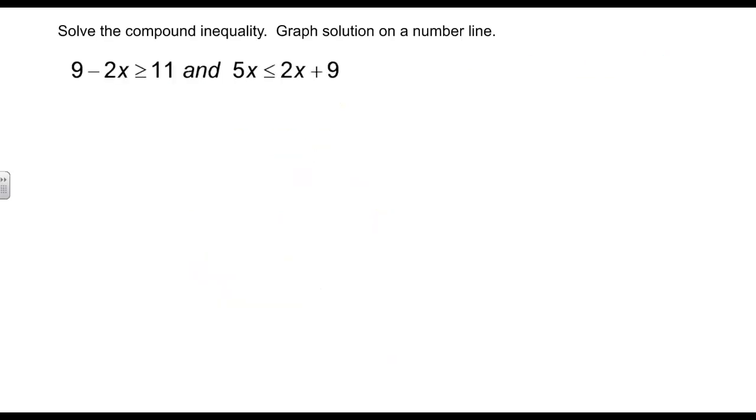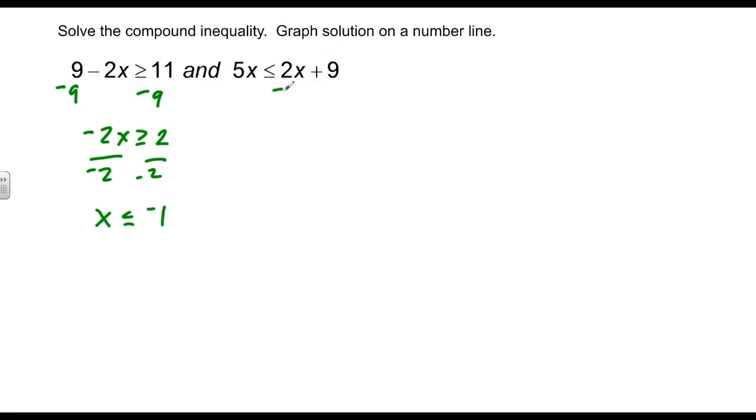now here's a unique problem. It doesn't look unique initially, but let's go through solving it and I'll show you why it's a little bit different. In this case, I'll subtract 9 from both sides. I get negative 2x is greater than or equal to 2. Divide by negative 2 on both sides. I get x, reverse the inequality sign, is less than or equal to negative 1.